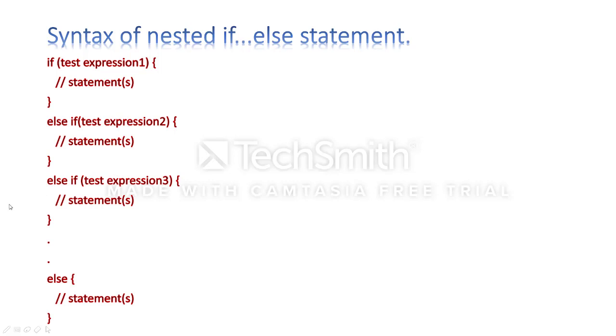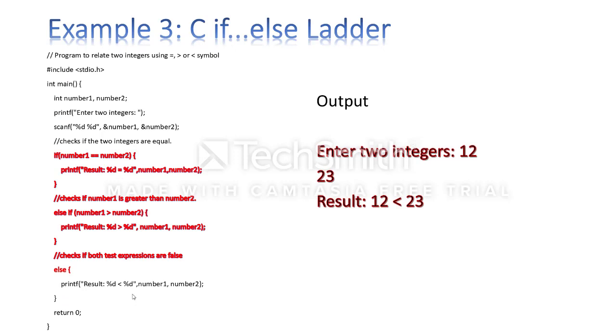If the third one is false, I am going to something other. Okay, let's see an example here. I am taking two numbers. I am entering two numbers. First, what is the first condition? Number 1 is equal to number 2. Then I am printing this statement.